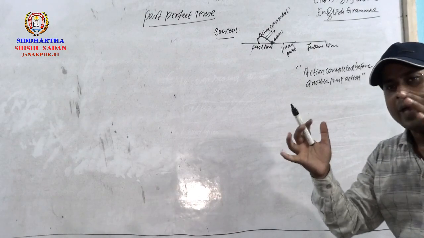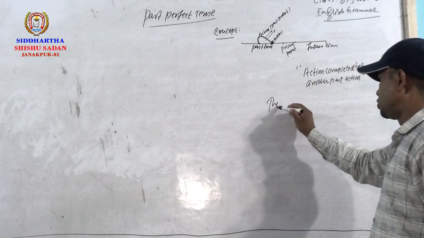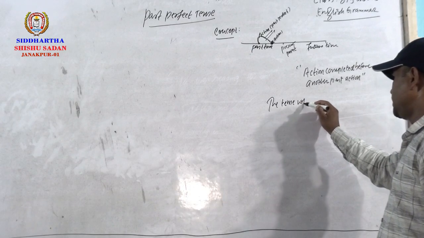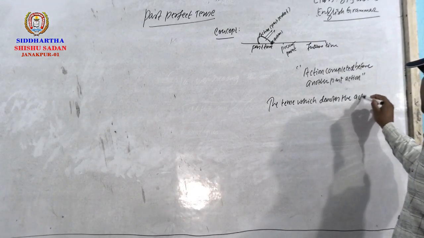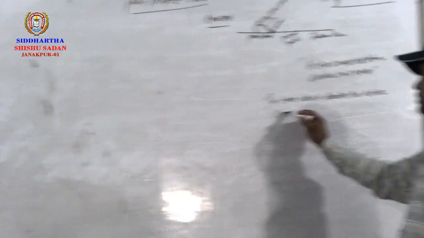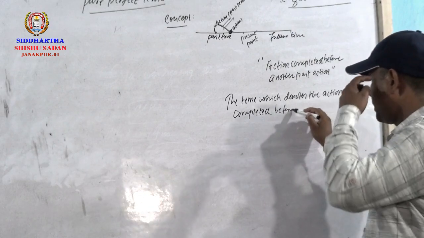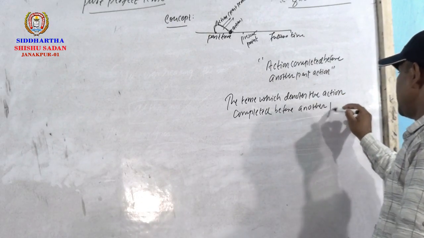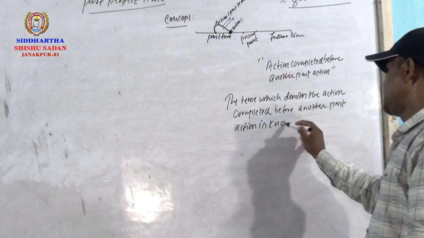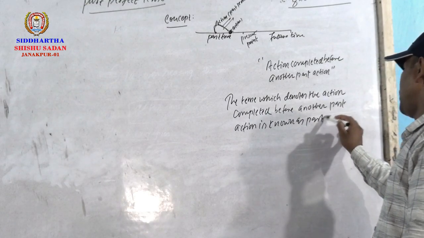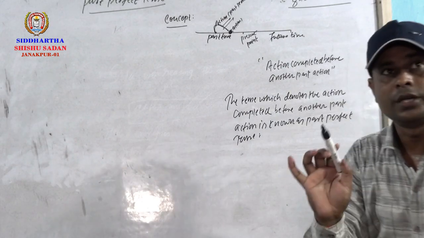I mean, what sort of action is due to past perfect tense? Past perfect tense means the tense which denotes the action completed before another past action is known as past perfect tense. Let me give you one example here.